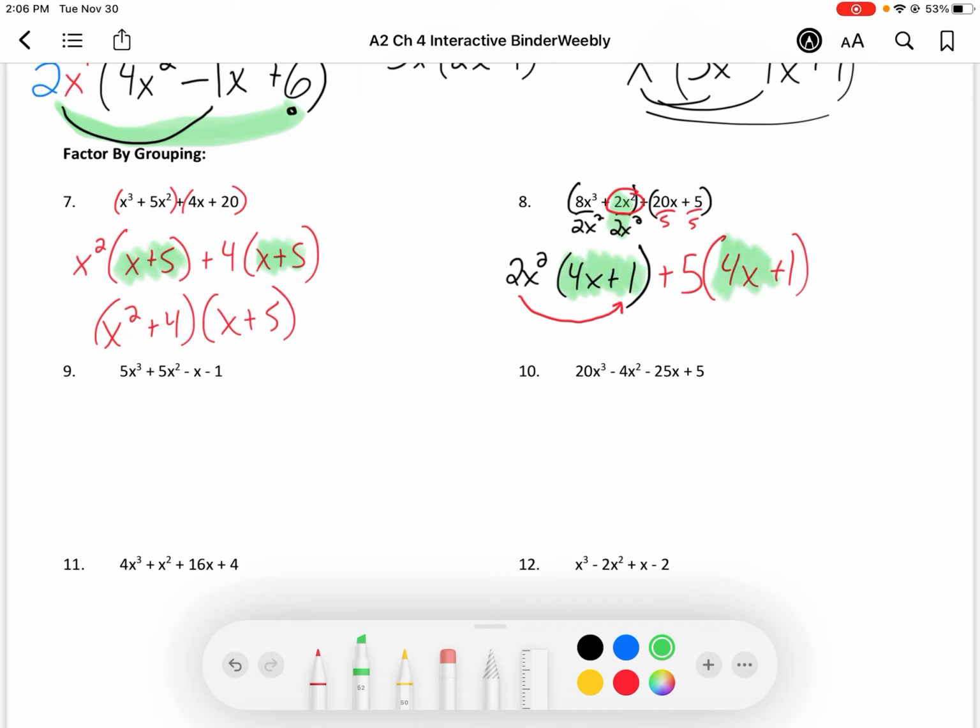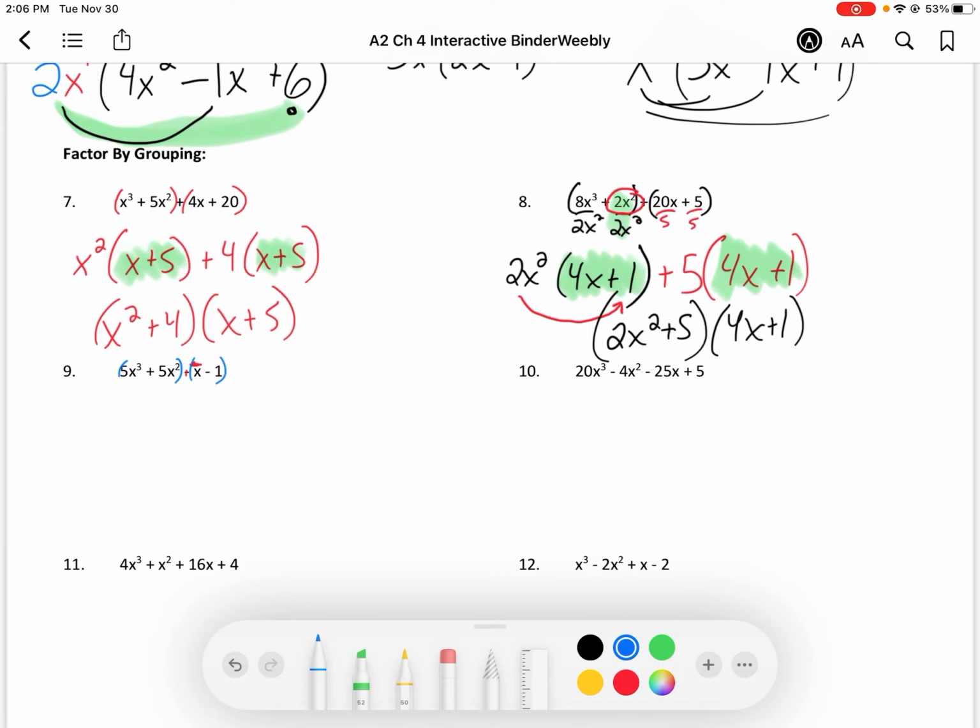These match, don't they? Oh yeah. So then bring the 2x squared and the positive 5 together, and you get 4x plus 1 as the other factor. There we are. Hug, hug. Ooh, and the third term is negative, folks. I do a little choppy slashy.